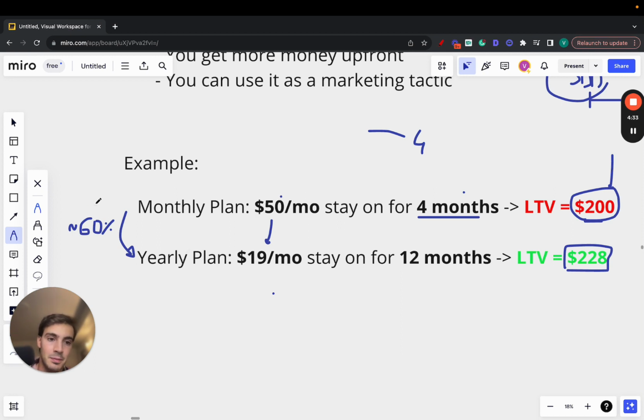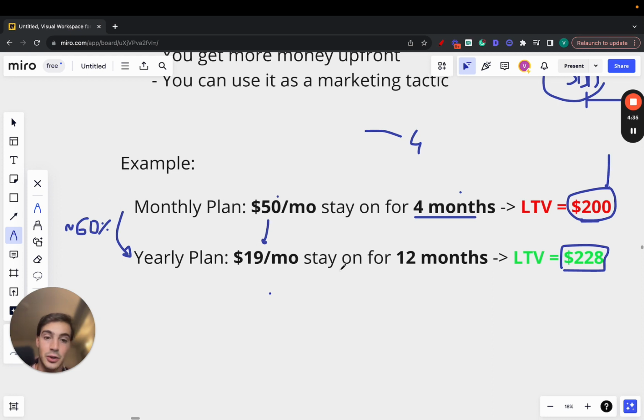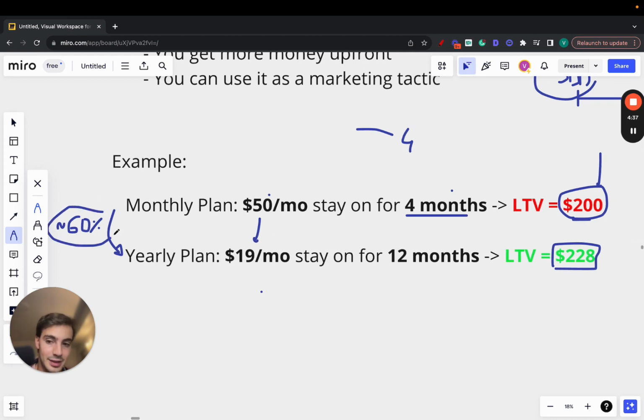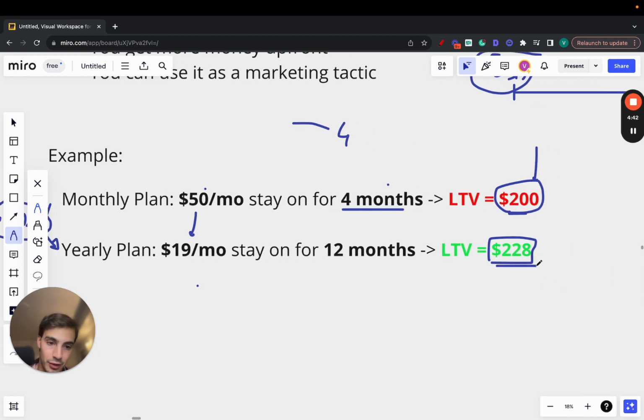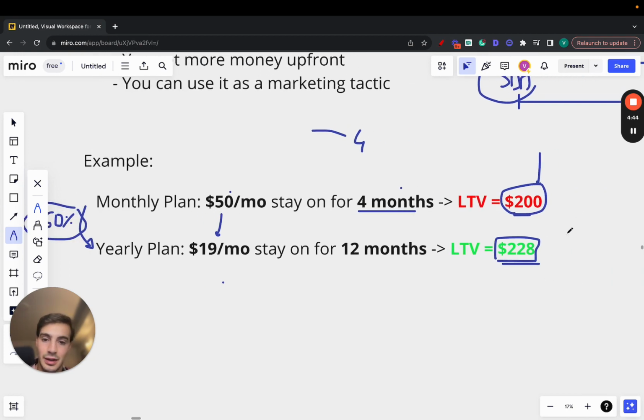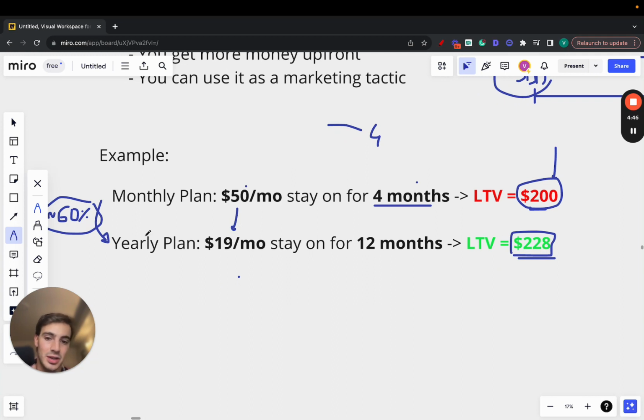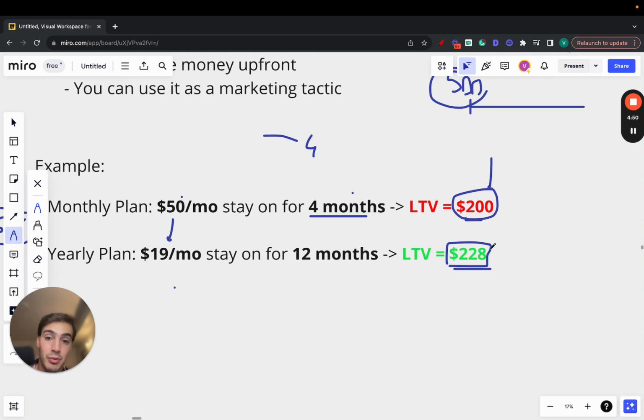And it is, right? But it's even better for you as a business because not only do you discount the price and have the customers be happier, not only do you get money up front, but also you get more money, right? Even though you discount the price 60%, you get more money, right? And you get the money up front. You get $228 up front. You don't have to wait 4 months.